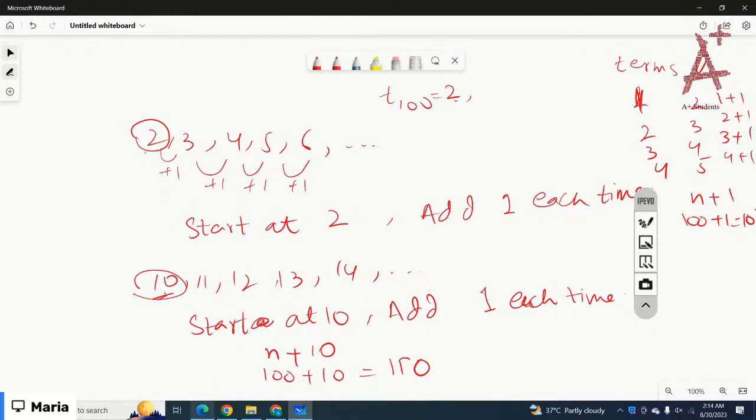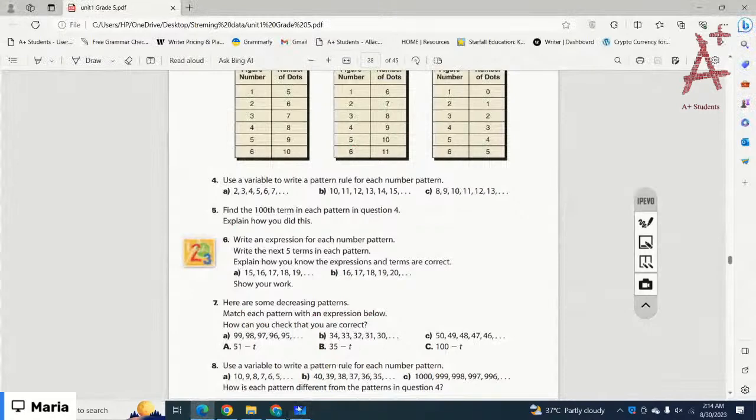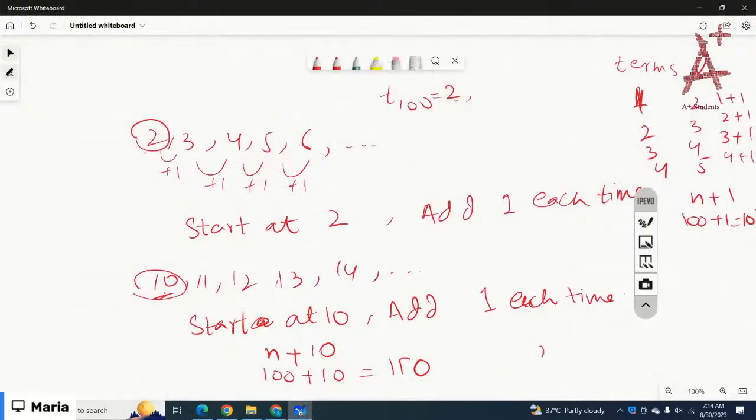And for the third one, the last one, you have to start with 8 and growing by 1. So it would be n plus 8, right? Because the first term is 8. So you have to calculate 100. It would be 100 plus 8 equals 108, right?